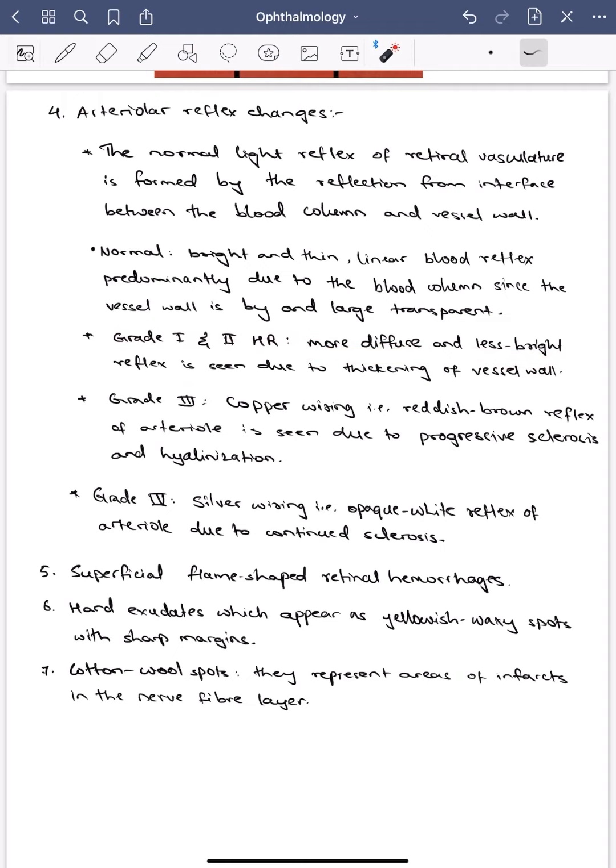In grade 3 hypertensive retinopathy, copper wiring is seen, that is a reddish brown reflex of the arteriole, due to progressive sclerosis and hyalinization of the vessel wall.